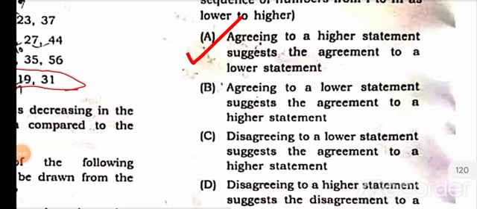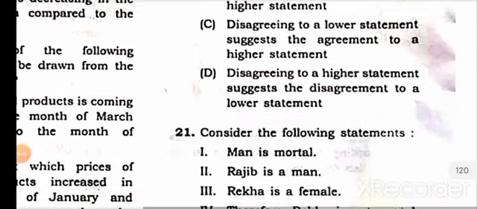Read the first statement. Agreeing to a higher statement suggests agreement to the lower statement. The higher statement was neighborhood, the lower statement was country. If I am allowing someone to reside in my neighborhood, then it automatically means I am allowing the person to reside in the country. Simple.